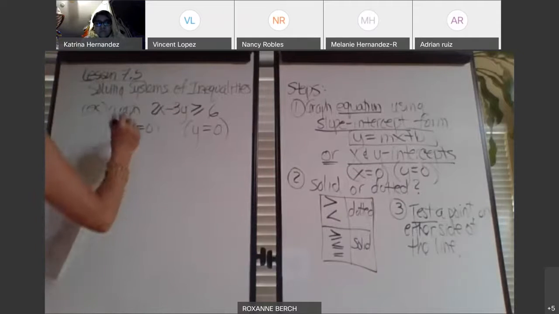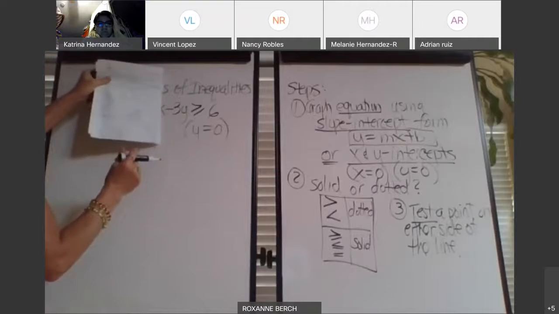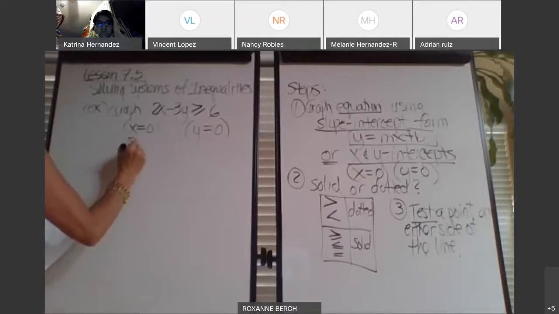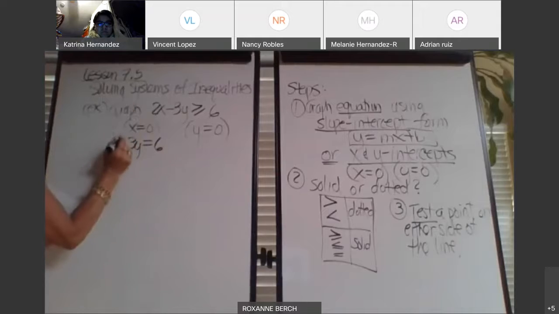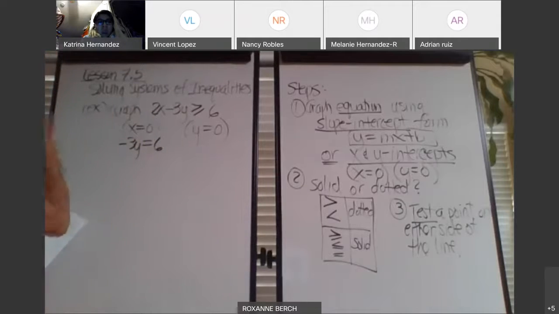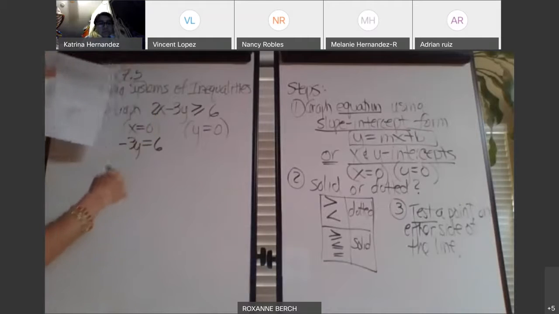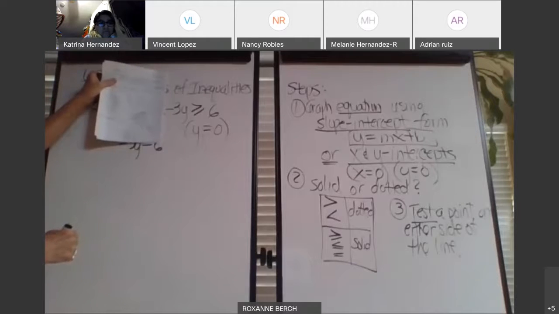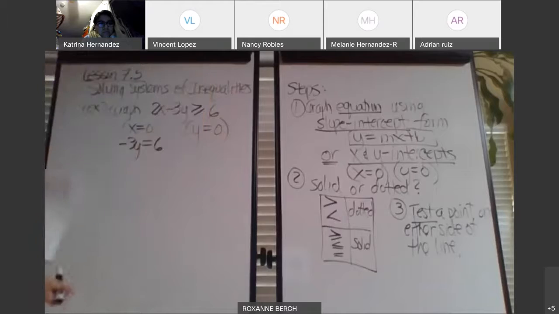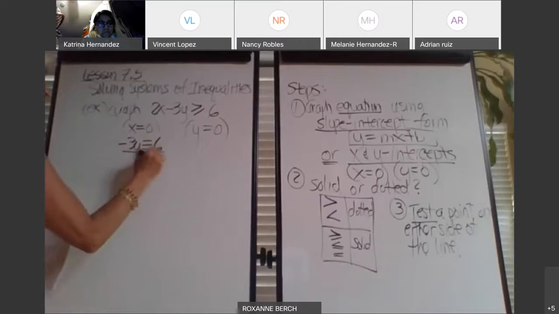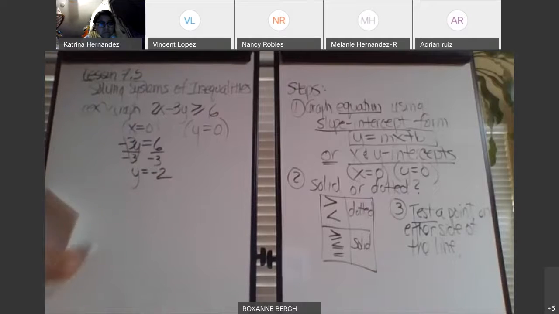So here's what you're going to do. When you set x equal to 0, you get -3y, and you could just use an equation. We don't care about the inequality right now. We're going to do the inequality down further. So 2 times 0 makes that go away. So you have -3y is equal to 6. So in this equation, we would divide by -3 and we get y is equal to -2. So that means that this line has a y-intercept of 0 down 2. I do recommend you write the ordered pair.